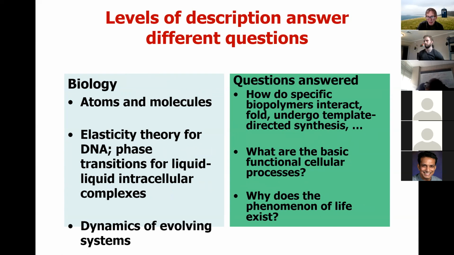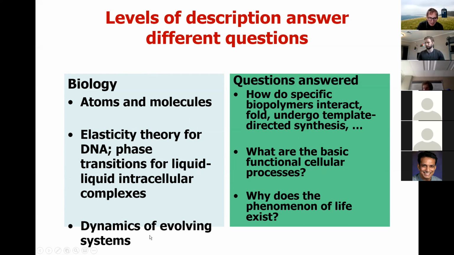So if you were to ask what you could answer in biology if you understood these levels of description, you might make the list as follows. The atoms and molecules can tell you how do specific biopolymers interact? How do they fold? How do you get template-directed synthesis to make the process of translation, the process of transcription, these very molecular cell processes? The elasticity theory, the understanding of intracellular complexes, can tell you something about the basic functional cellular process at a large scale.